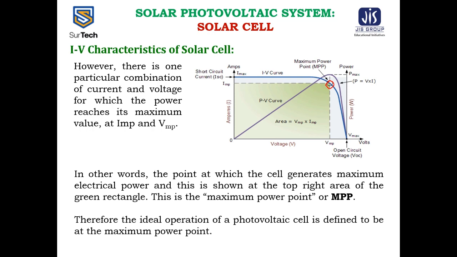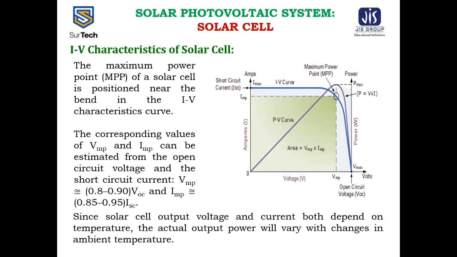This is the maximum power point. This point is called the maximum power point MPP. Therefore, the identical operation of a photovoltaic cell is defined to be at the maximum power point. This square rectangle is called the maximum power rectangle of the solar cell.